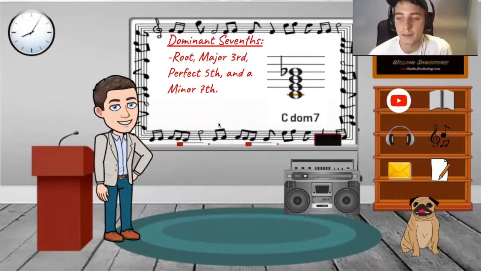So dominant sevenths, these are important chords to know because dominant sevenths tend to have the function of bringing us strongly back to our tonic chord or our tonic note. So when we build a dominant seventh, just like in our major triads, we had C, E, and G, root, major third, perfect fifth, but we also have a minor seventh on top of that. And that minor seventh is what draws us back to a tonic.